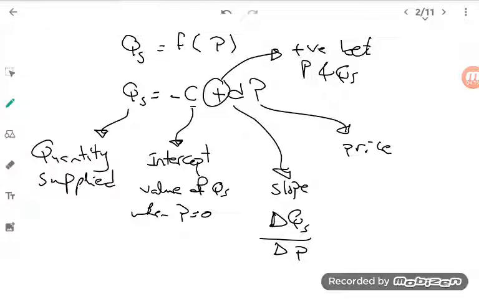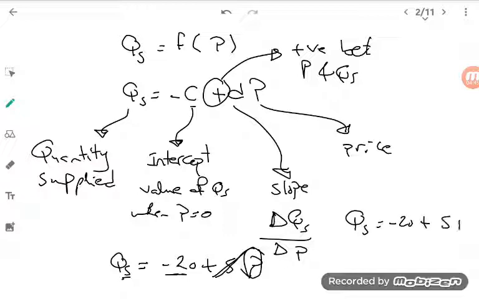So if we write it as QS equals negative 20 plus 5P, this means that when price equals 0, QS will be negative 20, which is negative C. And again, 5 means if price increases by one pound, 1 cent, $1, whatever, quantity supplied will increase by 5.